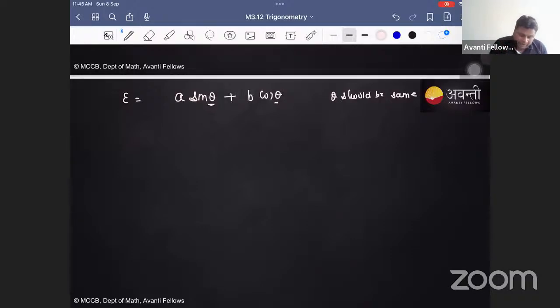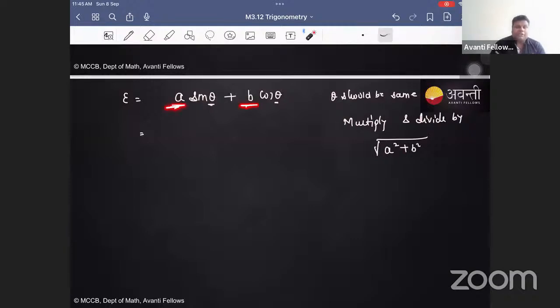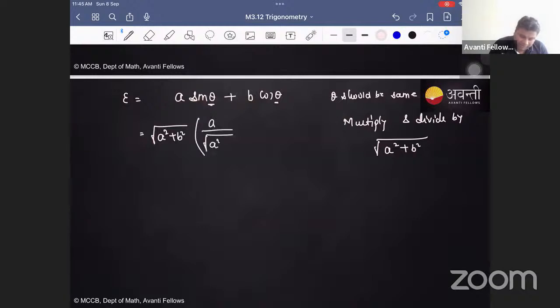So what do we do? We multiply and divide by under root of a square plus b square, that is, the coefficients of sine theta and cos theta. So it will become under root of a square plus b square, times a upon under root of a square plus b square into sine theta, plus b upon under root of a square plus b square into cos theta. We can write it like this.